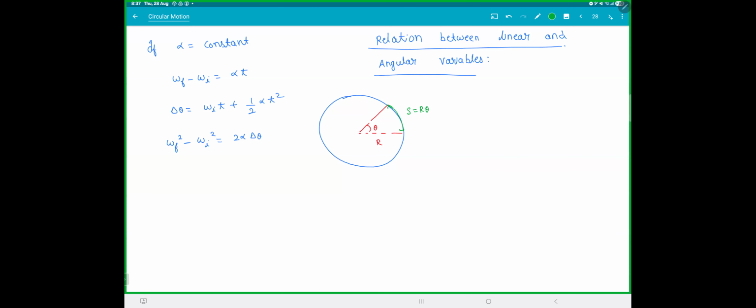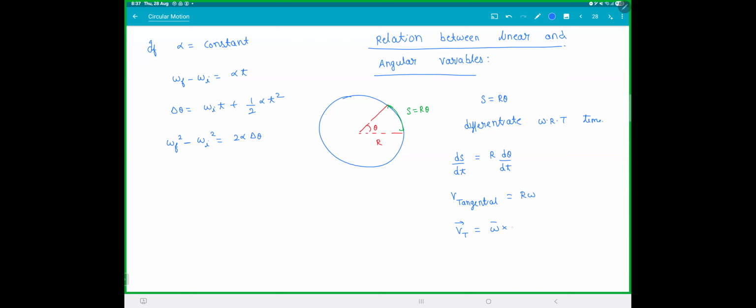So s is equal to r theta. This we should differentiate with respect to time. Remember, here we have taken r as constant. So this will become ds by dt equals r d theta by dt. ds by dt is nothing but tangential velocity. It is r omega. The vector form is v tangential bar is omega cross r bar.